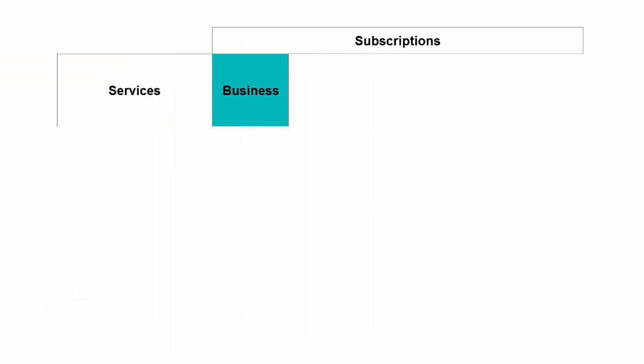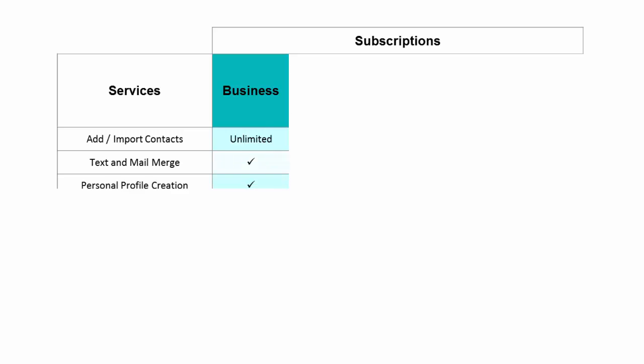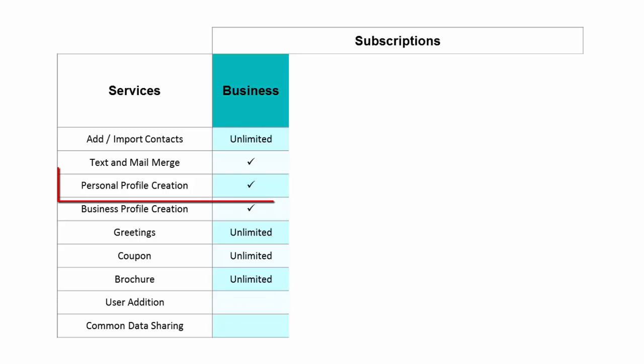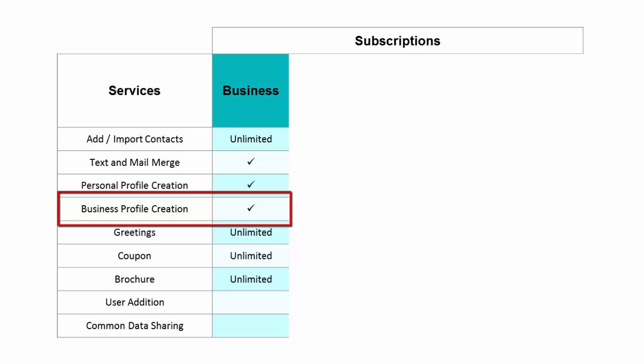The business subscription also has the services of unlimited contacts, the functionality of text and mail merge, customizable greeting designs to wish customers, and a single user. The user's personal profile, inclusive of name, number and photo, goes with every text message, email or greeting. The additional facility of a company profile.